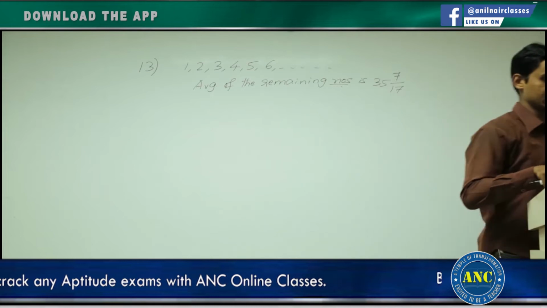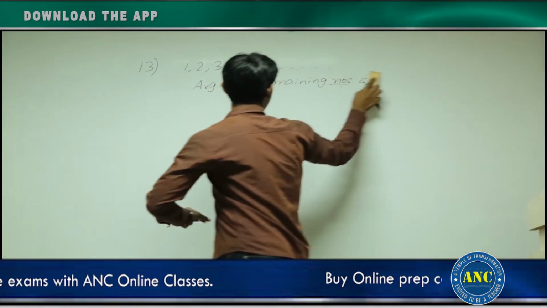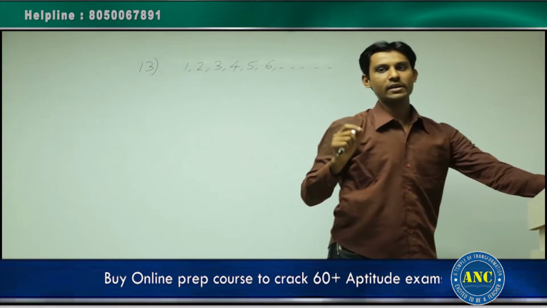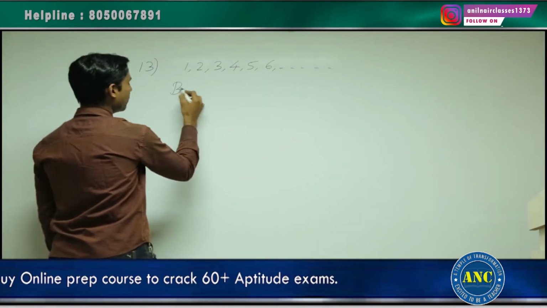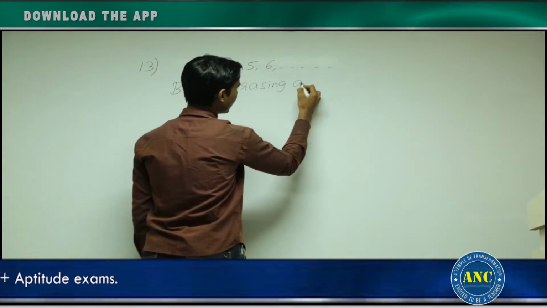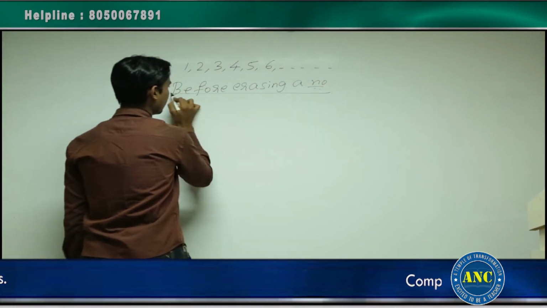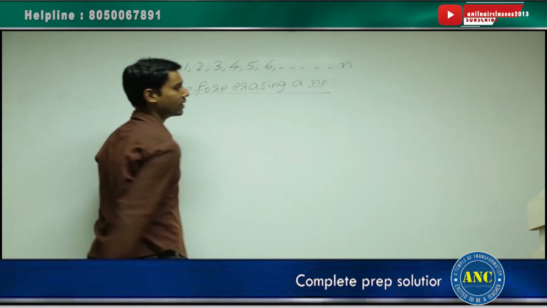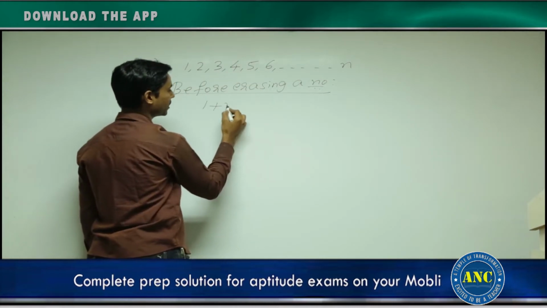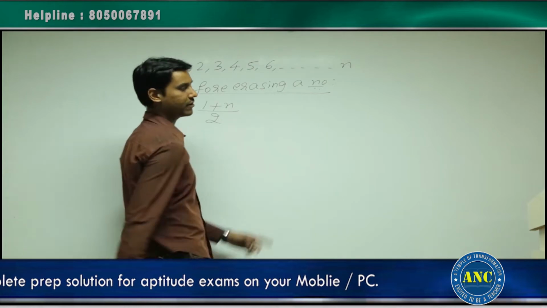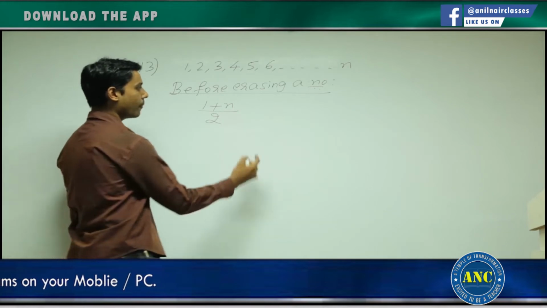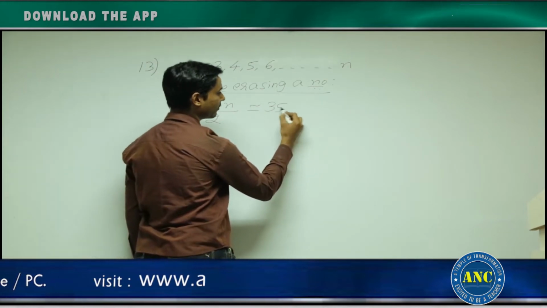Now listen to this carefully. I wrote some natural numbers, and I don't know how many. Before erasing a number, I can say I wrote n natural numbers. Assume that I wrote n numbers. Before erasing, the numbers are in arithmetic progression, so the average is first term plus last term by 2. Can I say this average is approximately equal to 35 7 by 17?